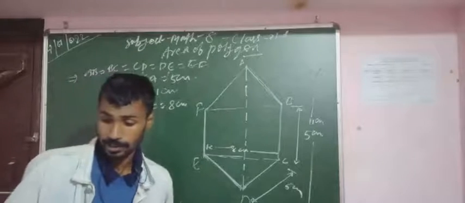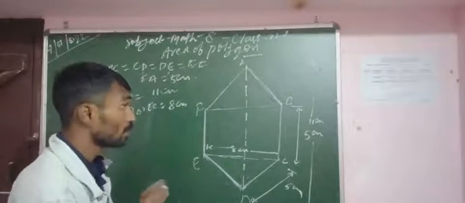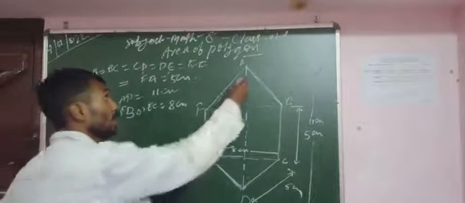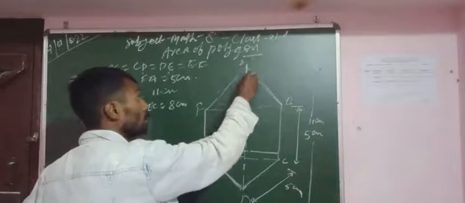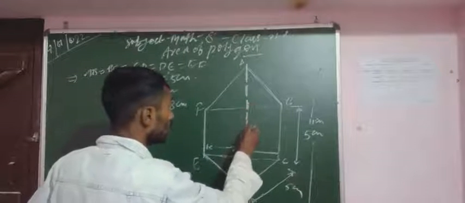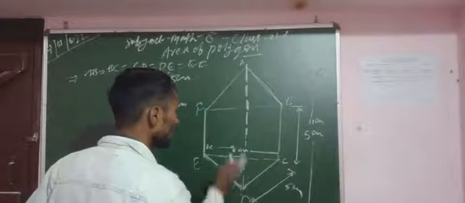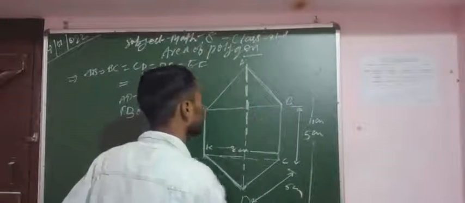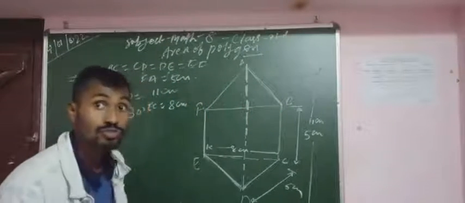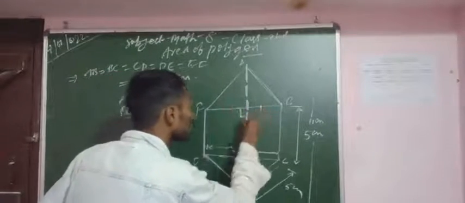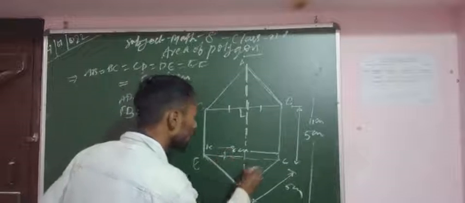Find the area. Just look at the picture carefully. Suppose that it's a center line. Height of the polygon is the center line. So obviously the line AD divides the width into equal 2 parts. That means this line is equal to this line.